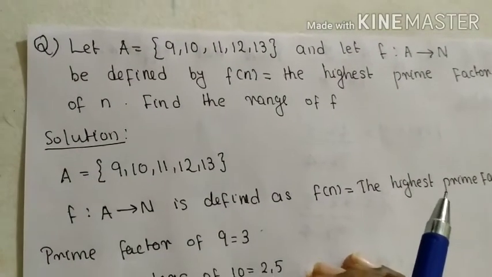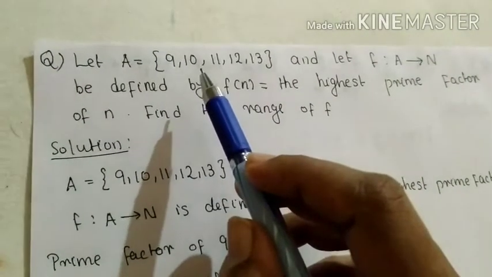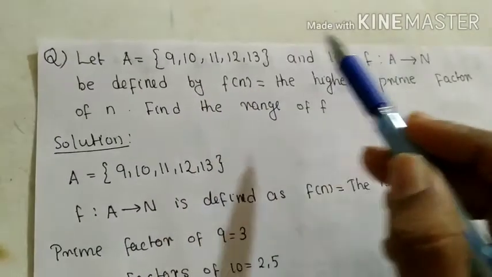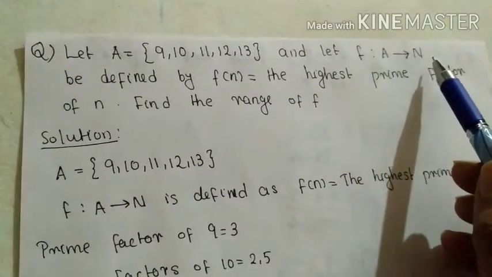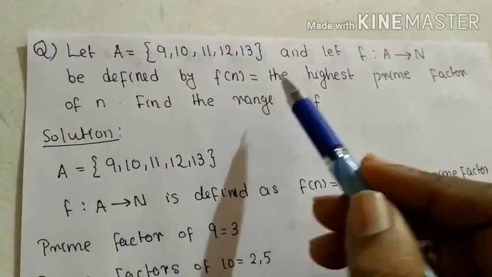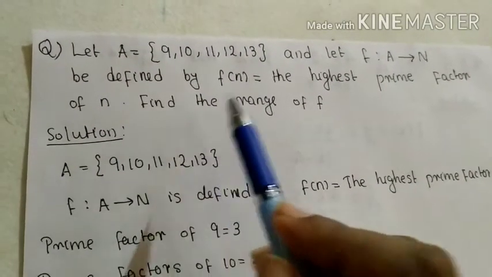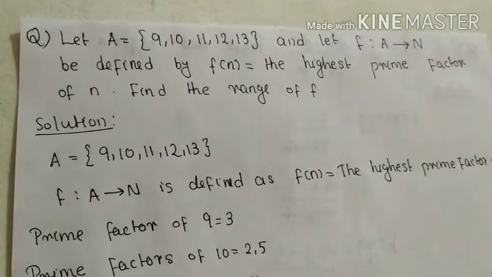This is our next question. Let A be the set containing the elements 9, 10, 11, 12, 13, and let f be a function from A to the natural numbers defined by f(n) = the highest prime factor of n. Find the range of f. So let's start the solution of this question.